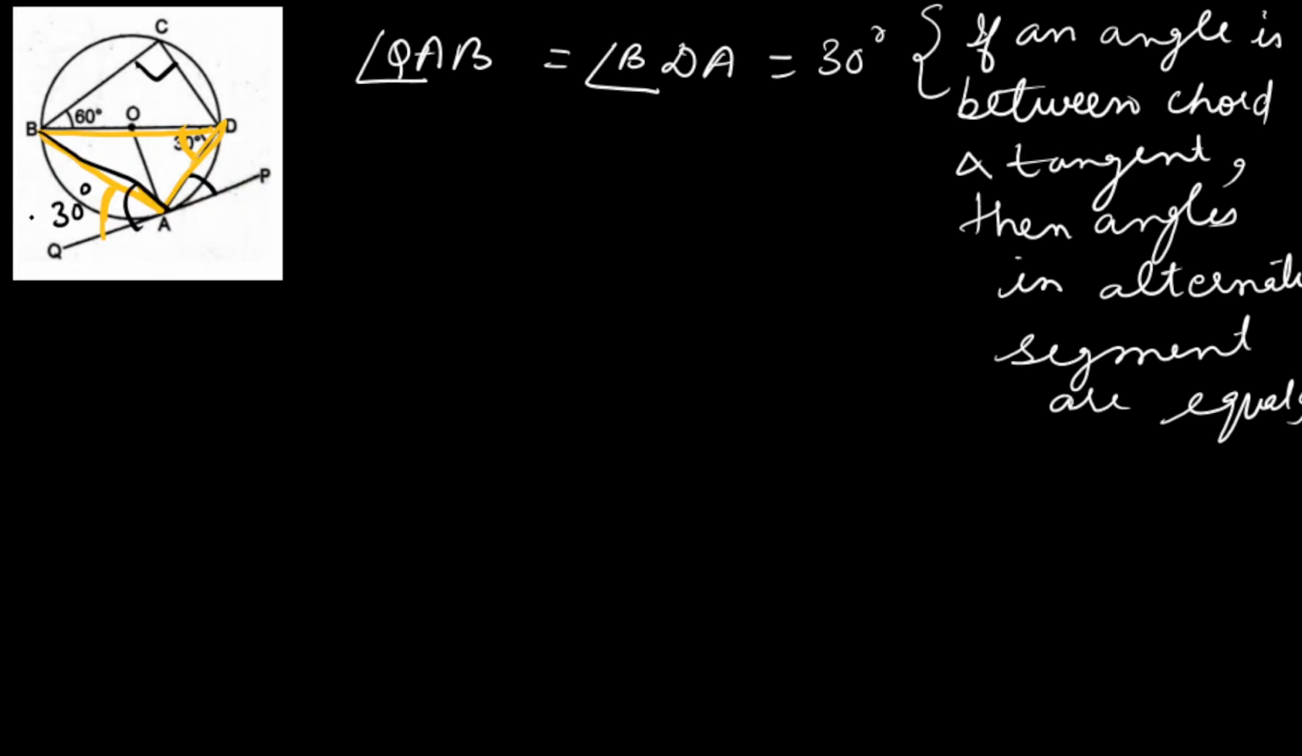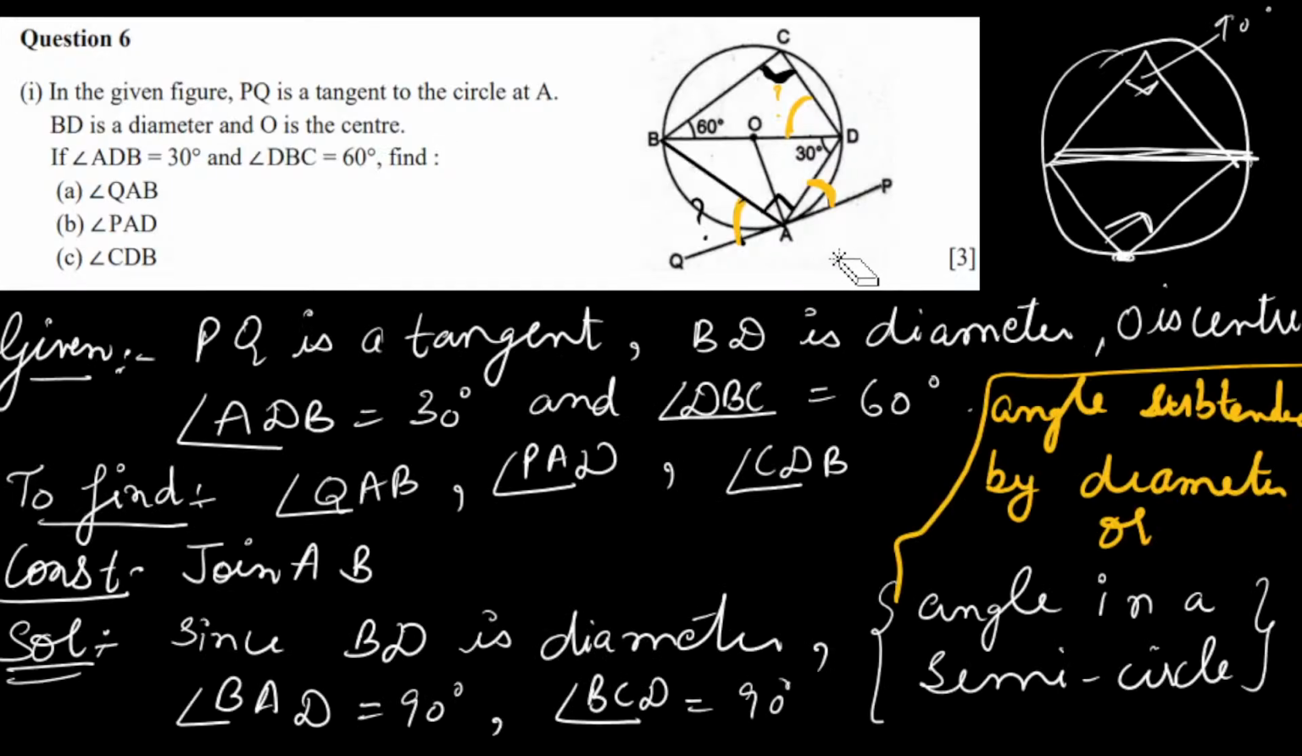Now the other one which we have to find. If you see this triangle, now we have to find this angle. I'll just clear this. So three angles we have to find. The first angle is angle QAB, which we have found, this is equal to 30 degrees. Now we have to find PAD. So PAD is this angle.